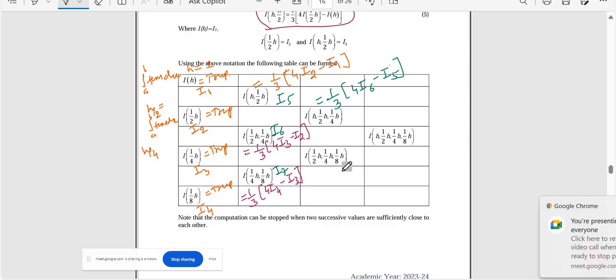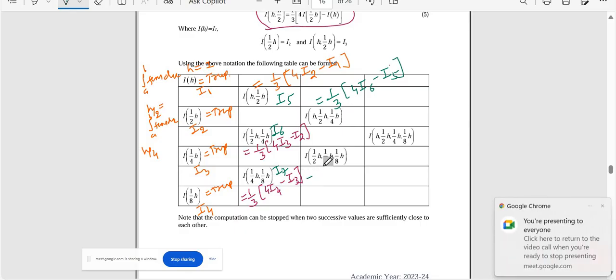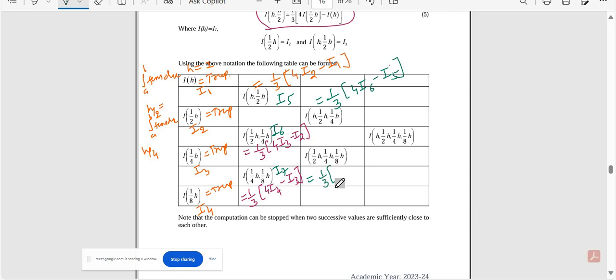Now how will I find this value? Tell me. It will be 1 by 3, 4 times I7 minus I6. Very good. Continuing this way, you will find the table in the same manner.